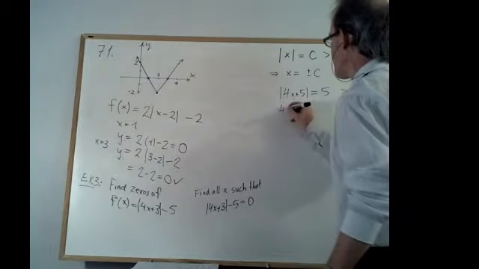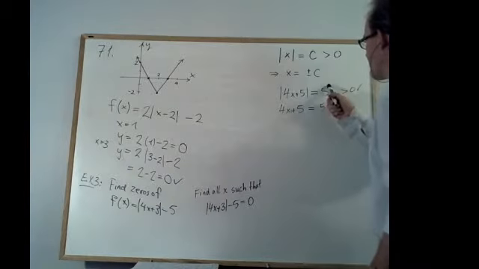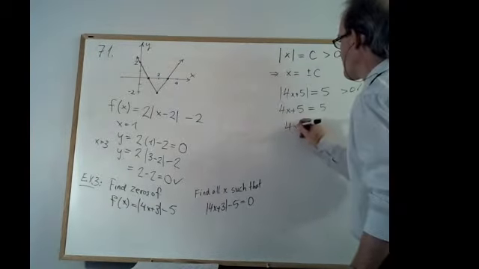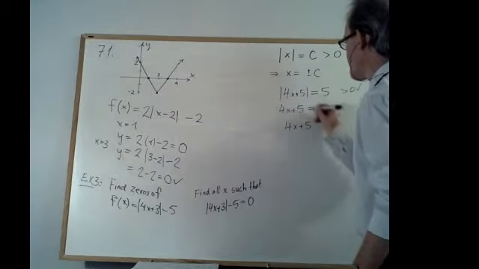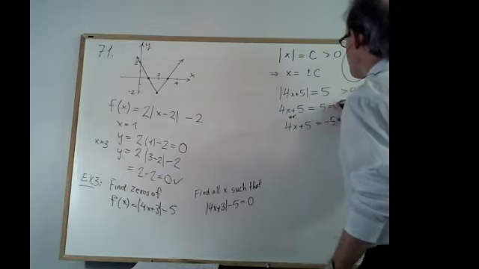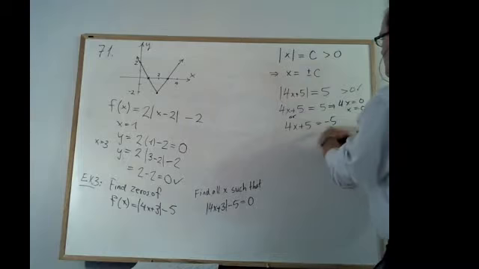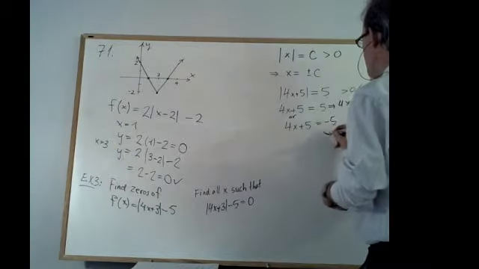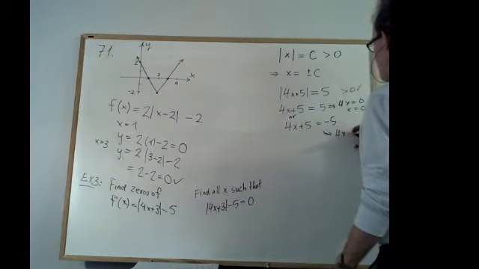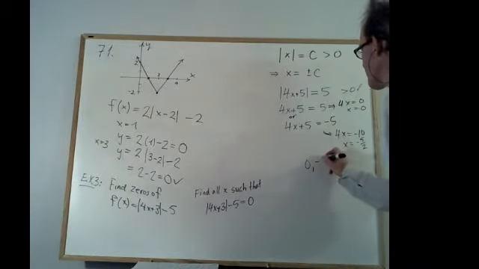I can take away the absolute value as long as I allow for both: for this to be positive, or for this side to be equal to the negative of that. Now this, when you solve it, gives you 4x is equal to 0, or x equals 0. And this gives you 4x equals minus 10, divide by 4 on both sides, x equals minus 5 over 2. So this should be the solution set.